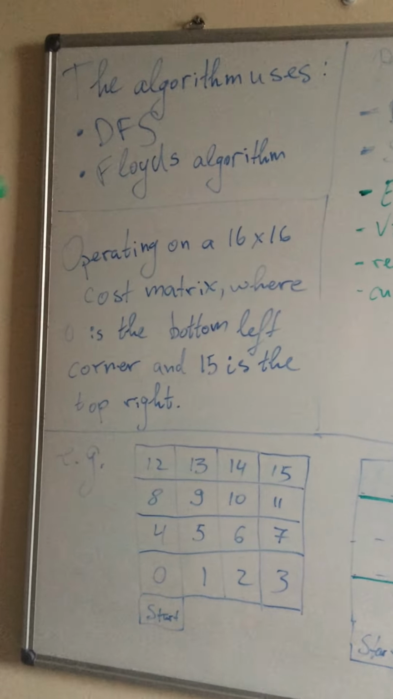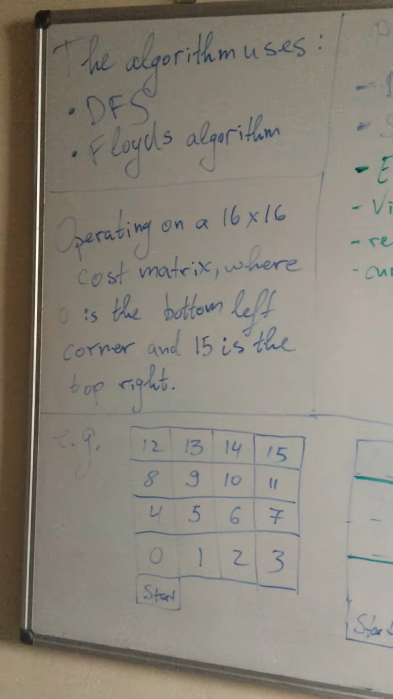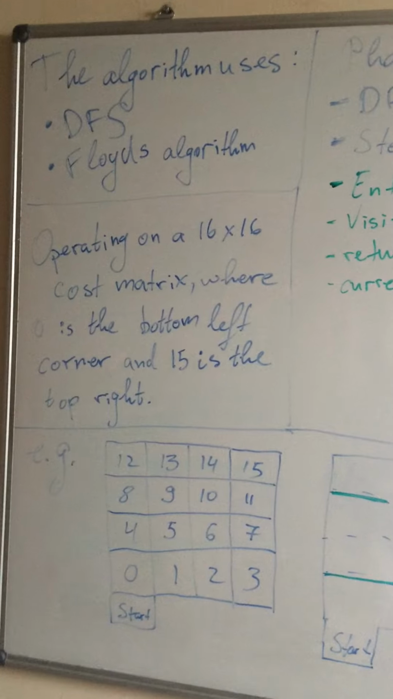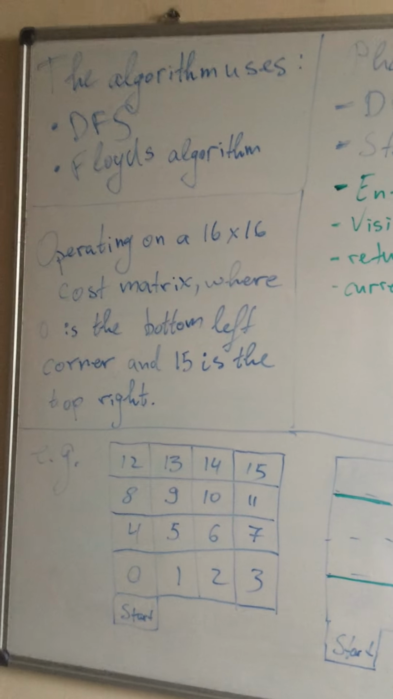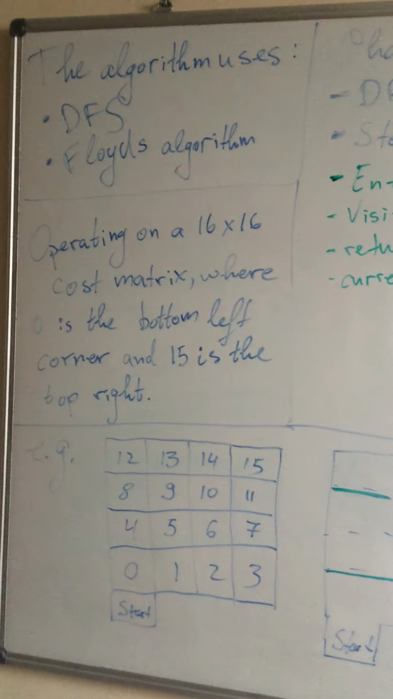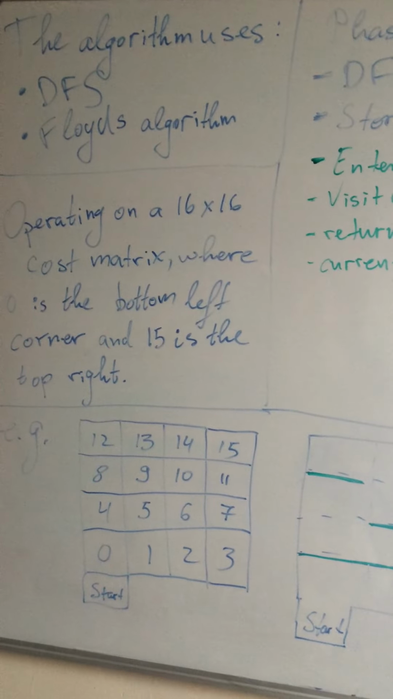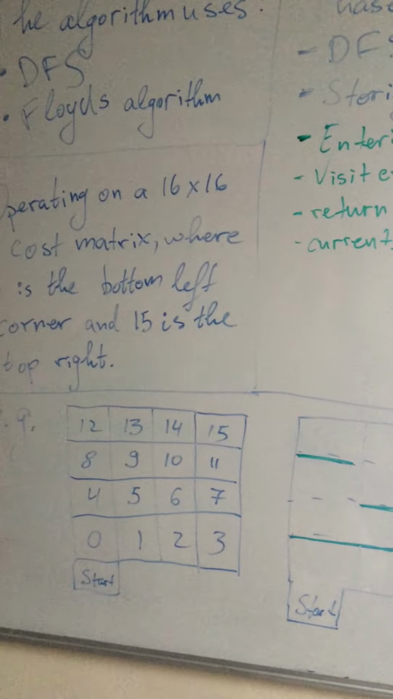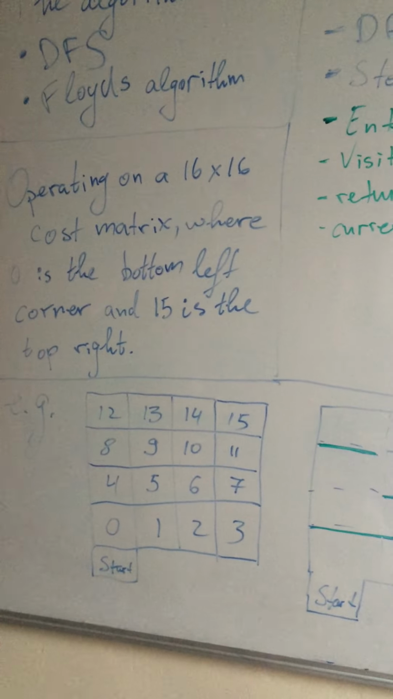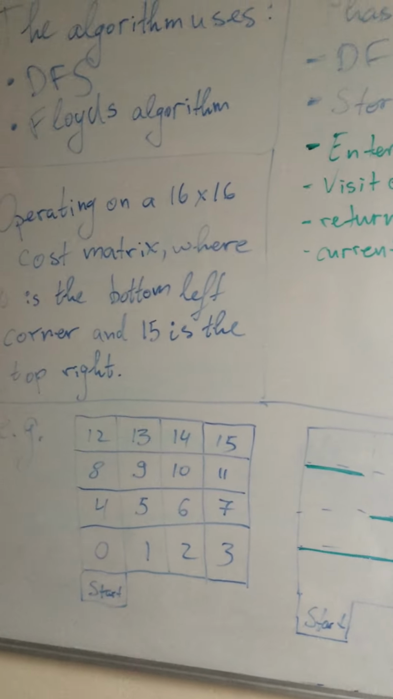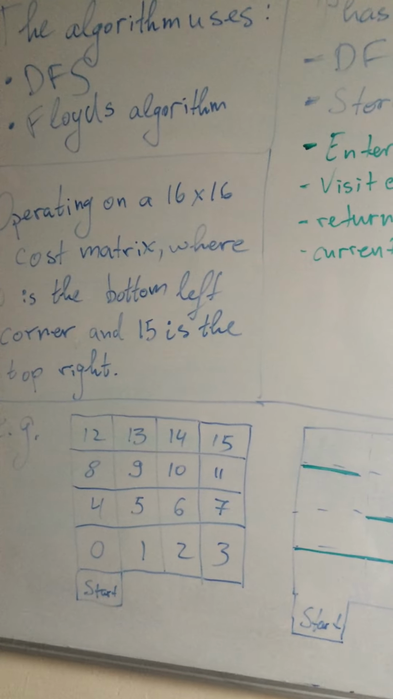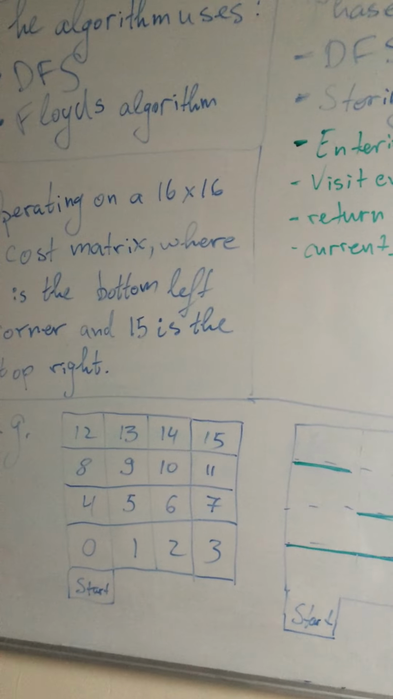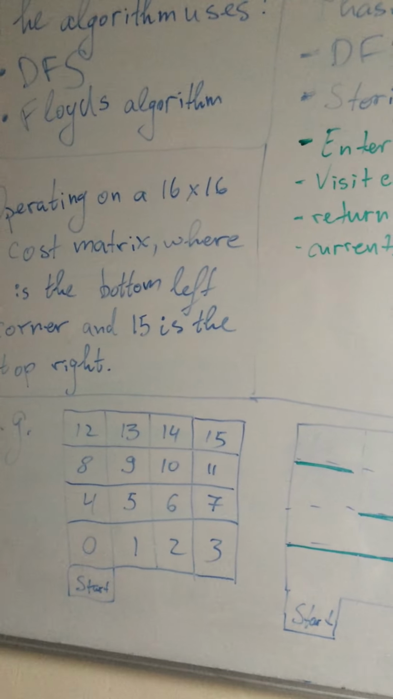Our algorithm uses depth first search and Floyd's algorithm in order to complete both tasks. Assuming the given maze, it is assumable that we're operating on a 16 by 16 cost matrix and given cost of each node, starting from 0 to 15, not including the starting position. Then, using depth first search to visit each node and using Floyd's algorithm to store the shortest path from 0 to 15 in phase 2.